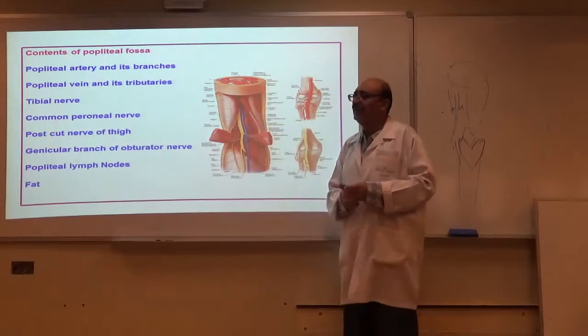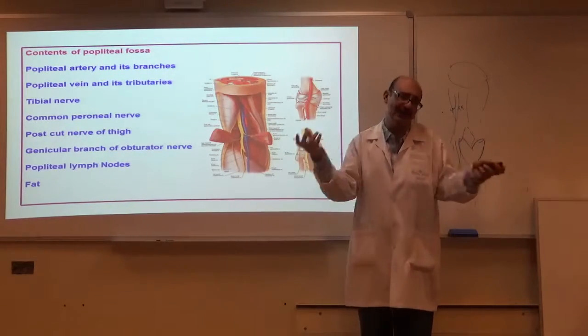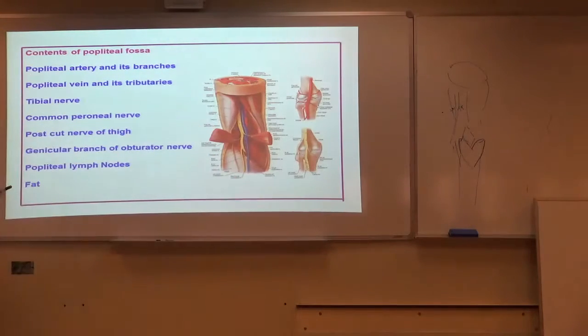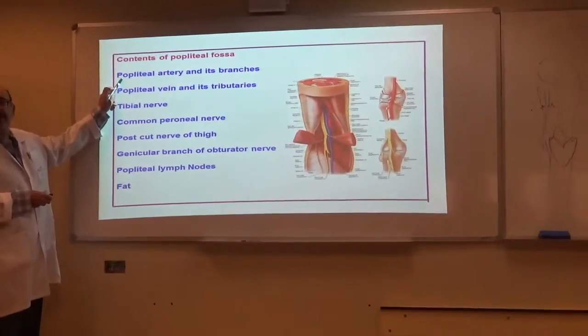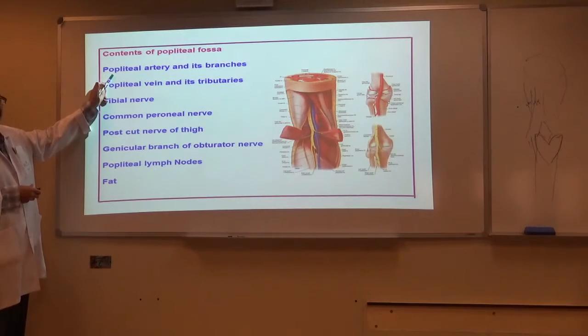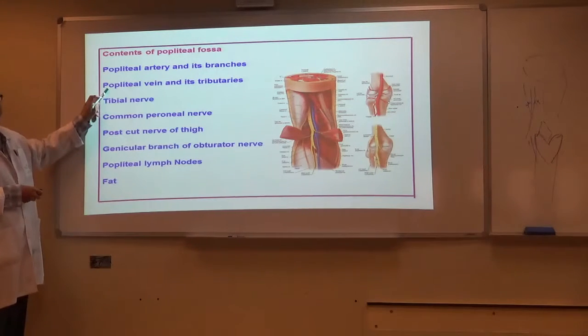Contents. What are the contents of the fossa? All those structures which are crossing or present inside, they are called the contents. So, popliteal artery and its branches. Now you know what is popliteal artery? How is it formed? It is the continuation of the femoral artery after hiatus magnus. Wait, we will see the branches. Popliteal vein and its tributaries.